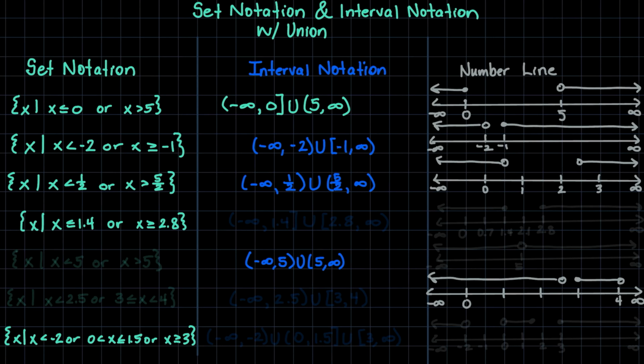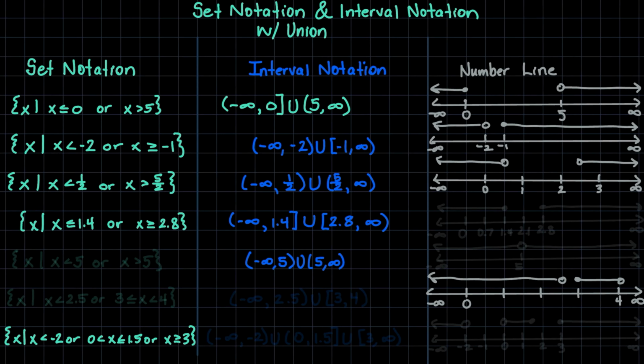Next set, x such that x is less than or equal to 1.4, or x is greater than or equal to 2.8. So less than means start at negative infinity, end at 1.4. 1.4 is included. Union, because we have an or statement. Start back up at 2.8, which is included, so it gets a bracket and travels toward positive infinity.